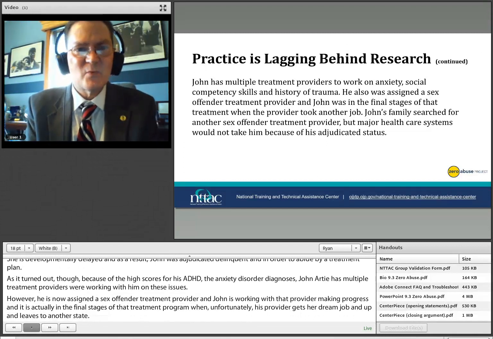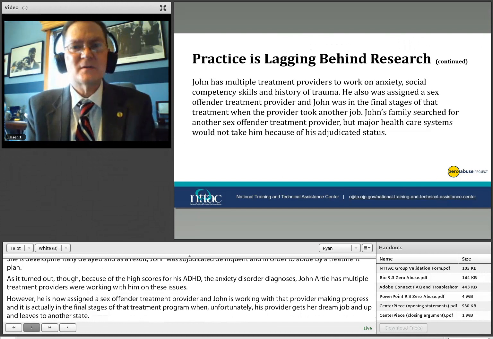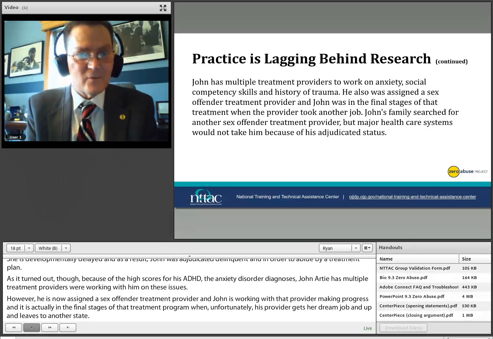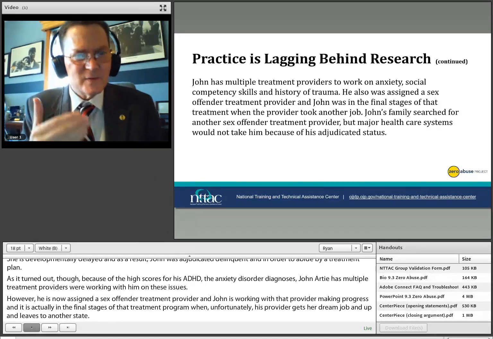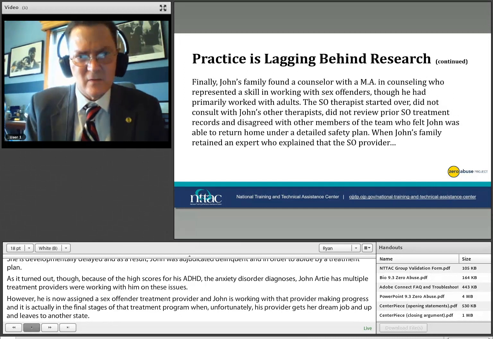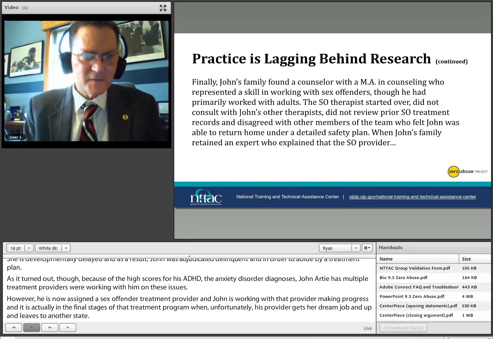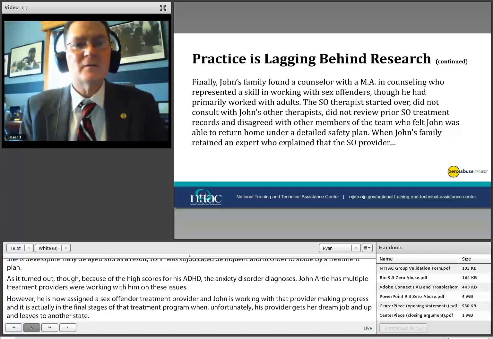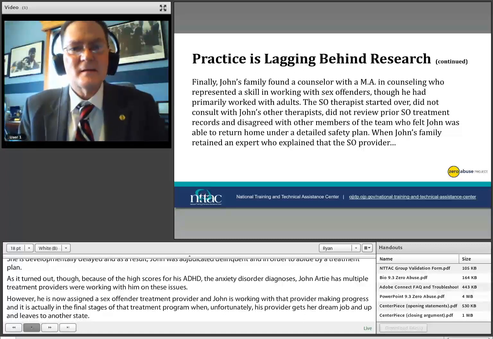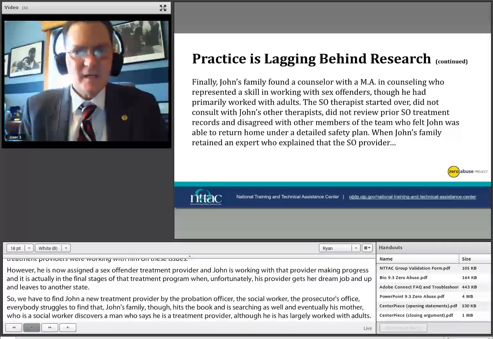John's family, though, hits the books and is searching as well. And eventually his mother, who is a social worker, discovers a man who says he is a treatment provider, although he has largely worked with adults. He nonetheless has an MA in counseling, and he says that he can do it.